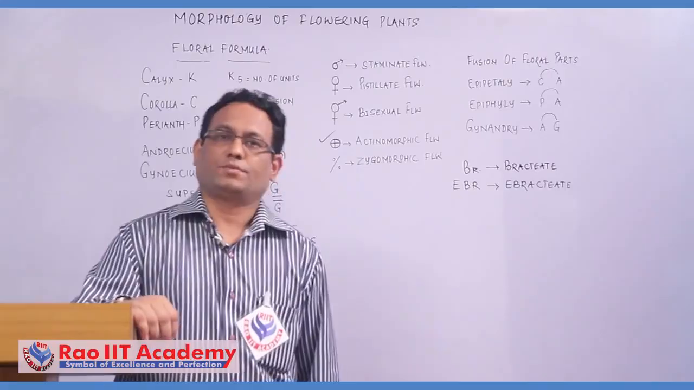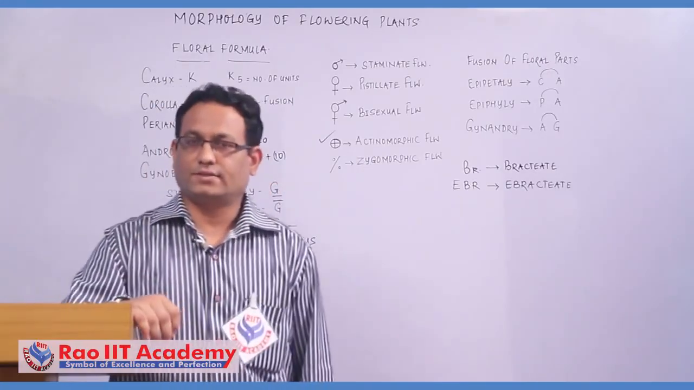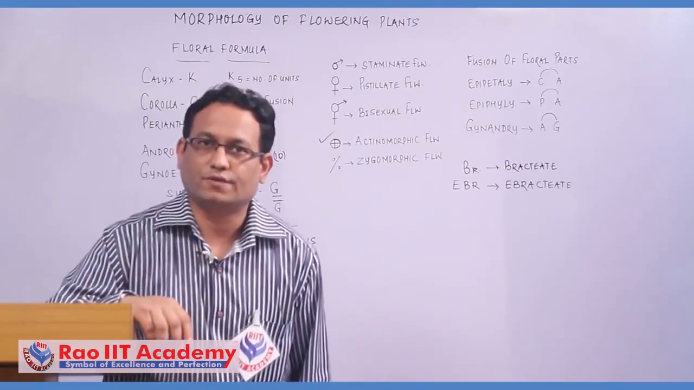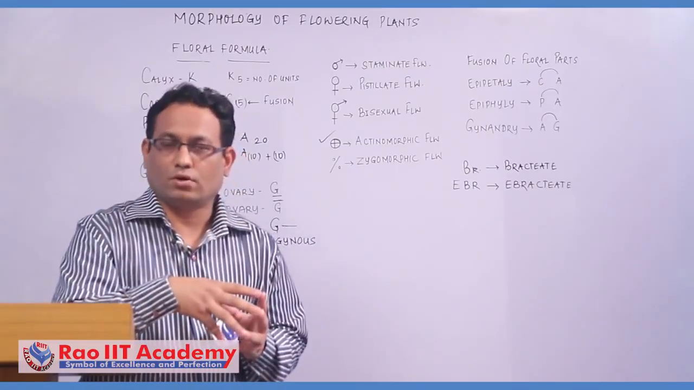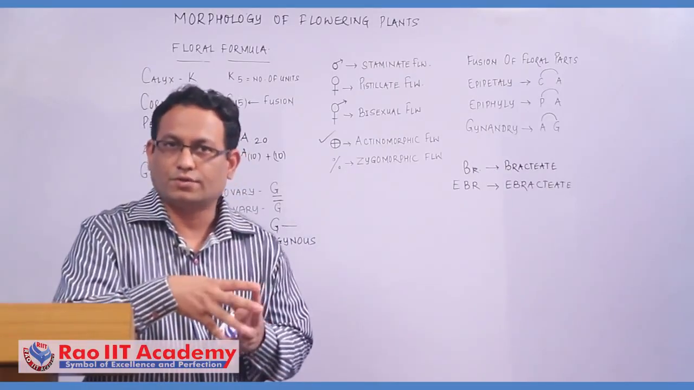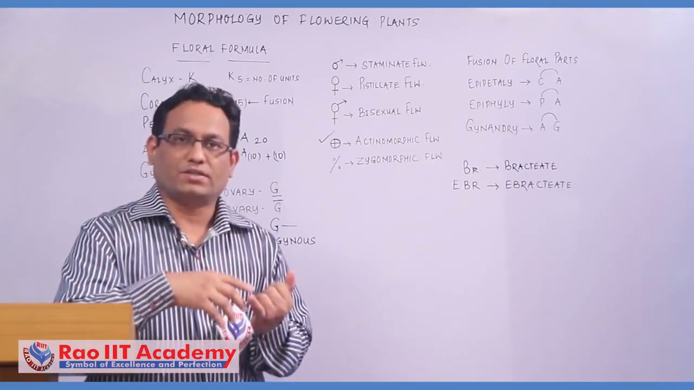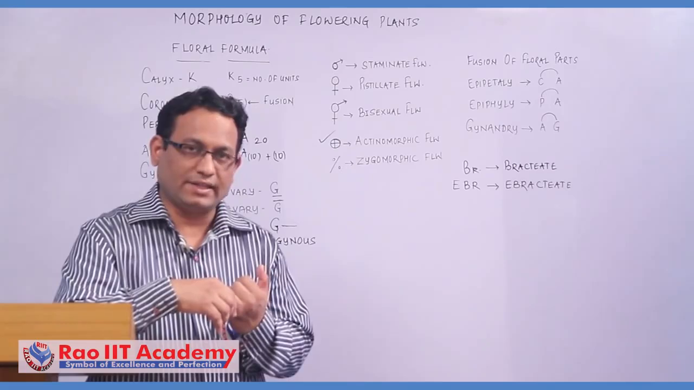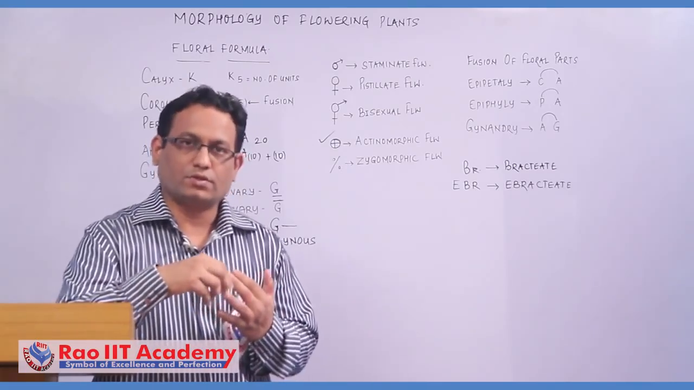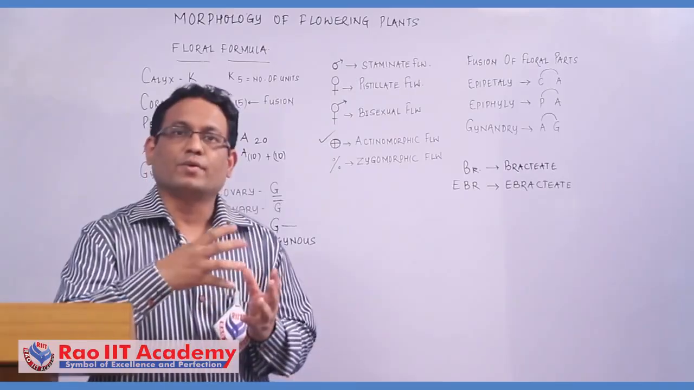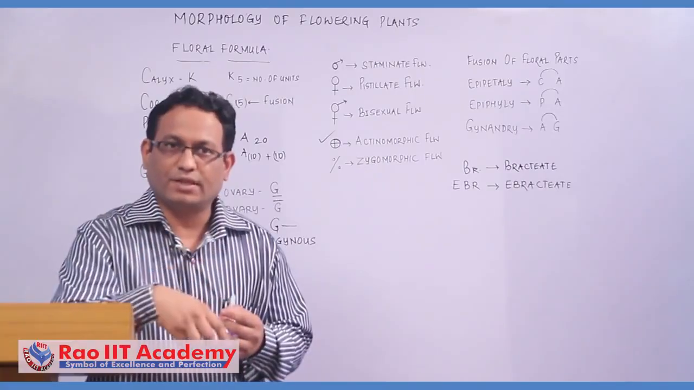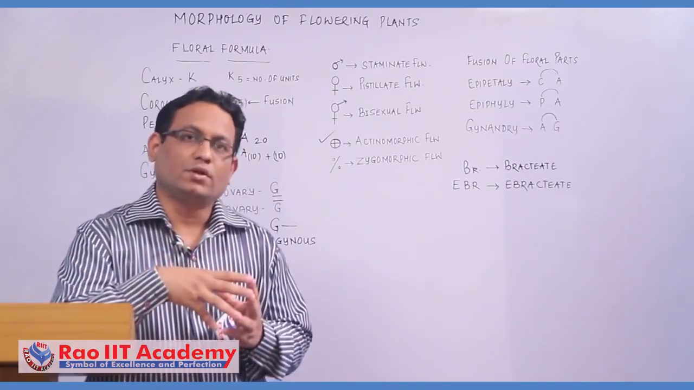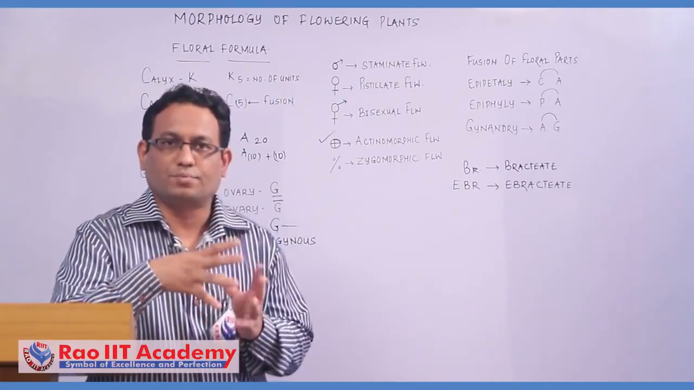Today we will discuss something about floral formula and study some angiosperm families. Now friends, earlier with our discussion on morphology of flowering plants, we have studied parts like the roots, the stem, the leaves, apart from flowers, fruits and seeds. We have understood the morphological features, described them, and also understood different types of variations in these plants.